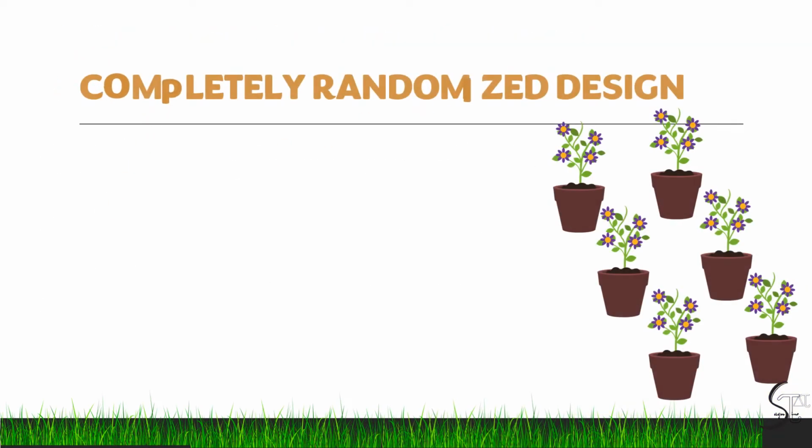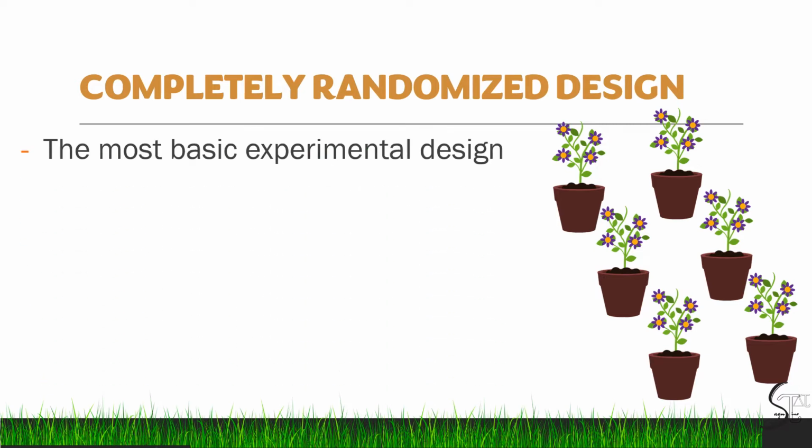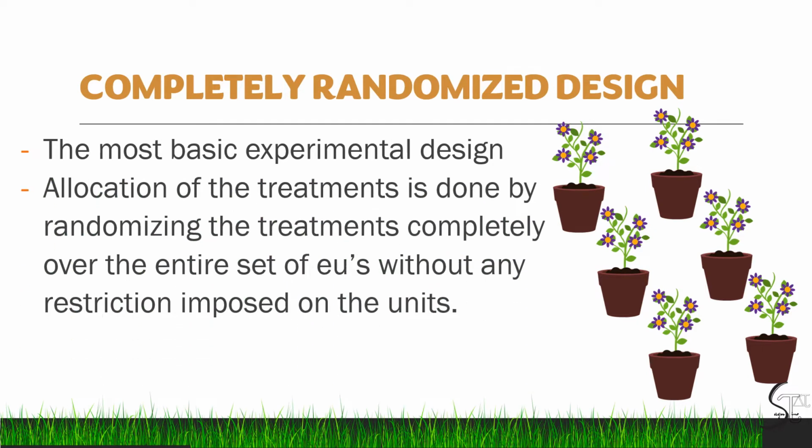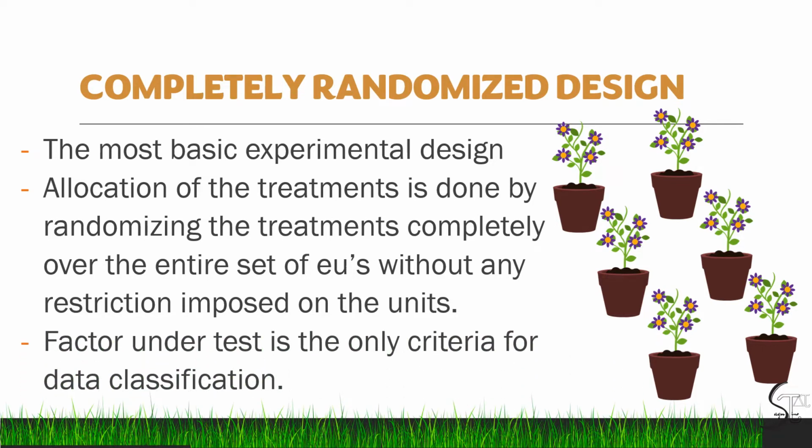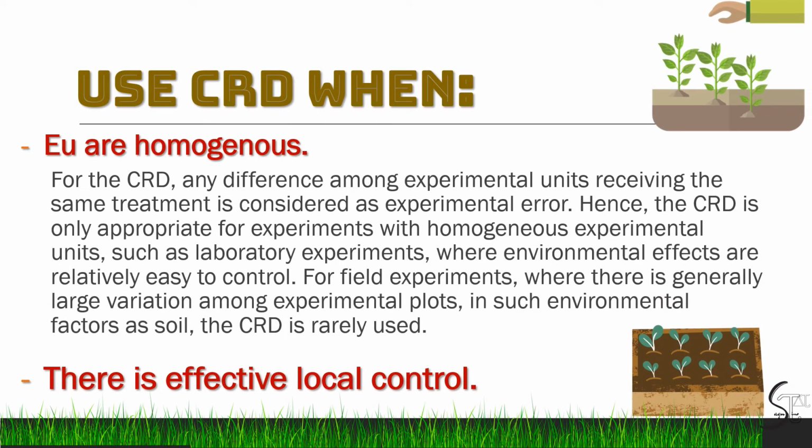So let's go on with our topic, the completely randomized design. Some say it is the simplest or the most basic experimental design. The allocation of the treatments is done by randomizing the treatments completely over the entire set of experimental units without any restriction imposed on the units. So in other words, treatments are allocated to experimental units completely at random, and the treatment level is the only criterion for data classification. So this one factor is the only thing that differs among your experimental units, while other factors are held constant.